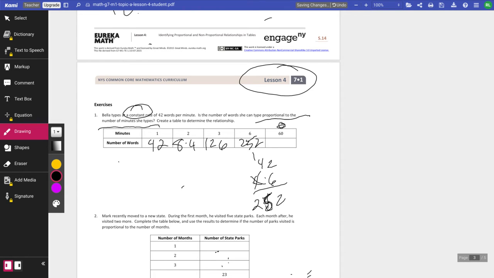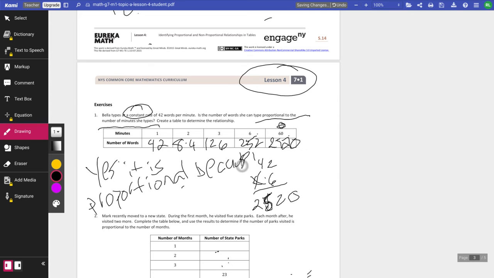25 when I carry the 1, so that's 252. Now, look at this. From 6 to 60, I just multiply by 10. Well, I'm just going to take this number. I'm going to add that 0 to get 2,520 there. Okay. So is it proportional? Yes, it is proportional.